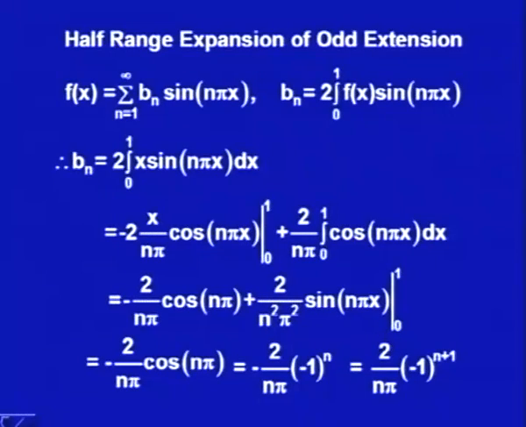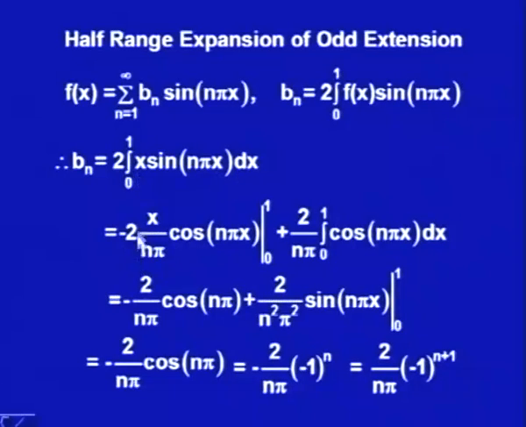We want f(x) of the form bn sin n pi x, where bn would be 2 times the integral from 0 to 1 of f(x) sin n pi x. Hence, evaluate this; f(x) is x for the whole interval 0 to 1. So bn would be 2 times the integral from 0 to 1 of x sin n pi x dx. Again evaluate this integral by parts.